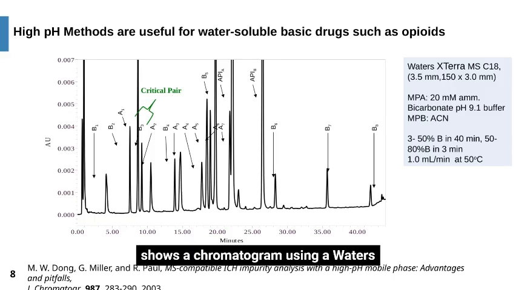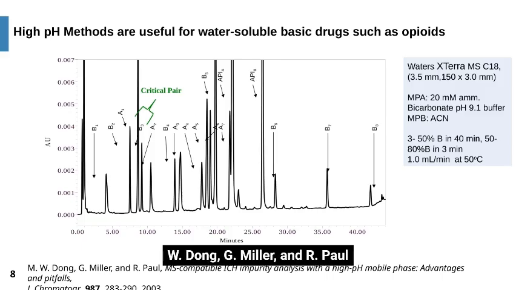It shows a chromatogram using a Waters XTerra MS C18 column with a mobile phase of 20 mM ammonium bicarbonate pH 9.1 buffer, MPA, and ACN MPB. The gradient runs from 3 to 50% B in 40 minutes, then 50 to 80% B in 3 minutes, at a flow rate of 1 mL per minute at 50 degrees Celsius. Several peaks are labeled, including critical pairs and API peaks.